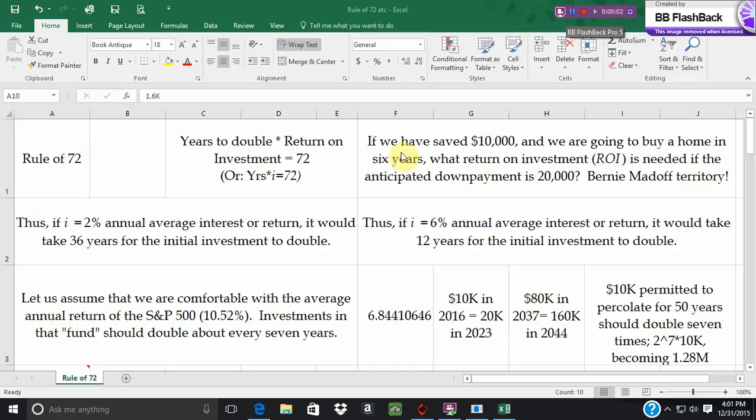Hi, we're talking about a very important tool used a lot in financial planning, and this is something called the Rule of 72.